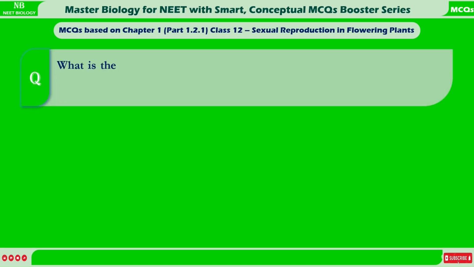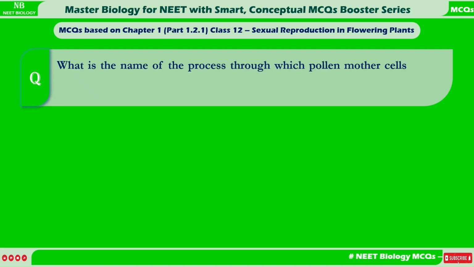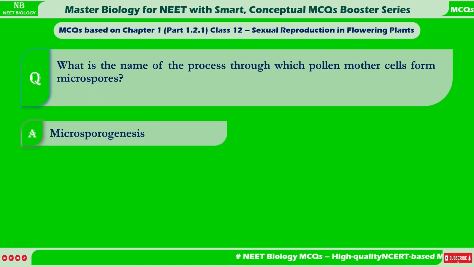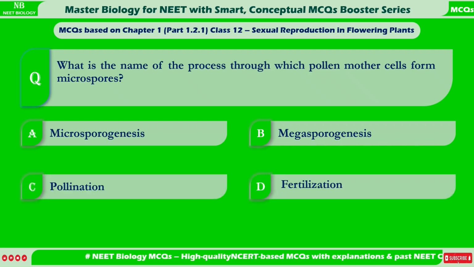What is the name of the process through which pollen mother cells form microspores? A. Microsporogenesis. B. Megasporogenesis. C. Pollination. D. Fertilization.